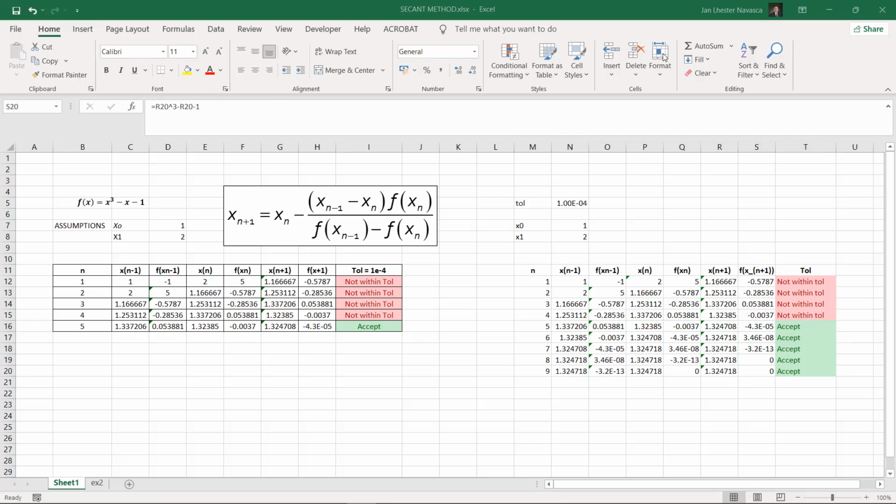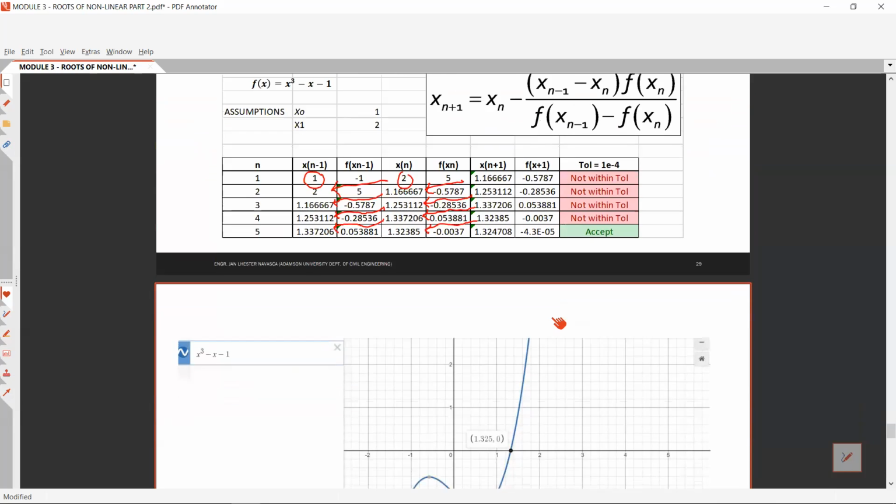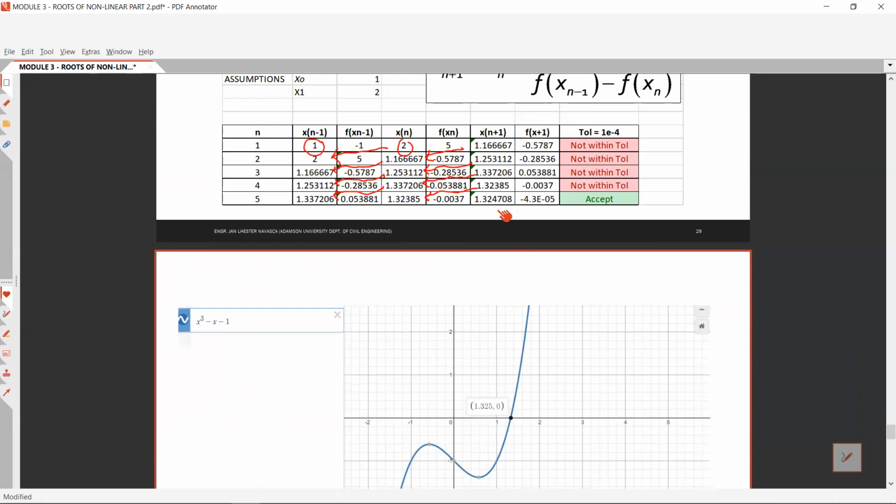Yes po. Sige. Let's go back to our problem. So, that's how we solve for the second method. Okay? If we look at the graph, x cubed minus x minus 1 is at the point 1.325. So it's almost our answer of 1.3247. This one.